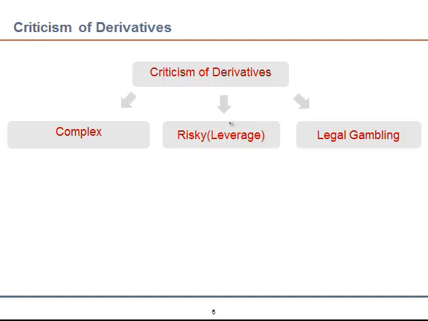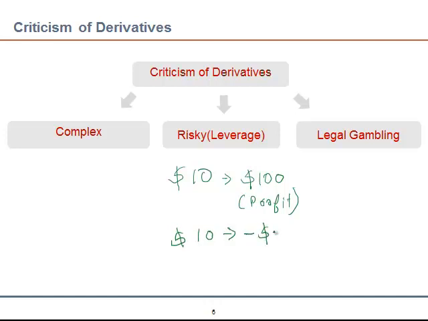Another criticism of derivatives is that they are highly leveraged and hence really risky. For example, if you invest $10 in a particular derivative deal, there is a very good chance that you might end up making $100 as profit if the market moves in your favor. But if the market moves against you in the same magnitude, you might end up losing $100, thereby wiping out your entire equity. This happened in 2008 during the recession.